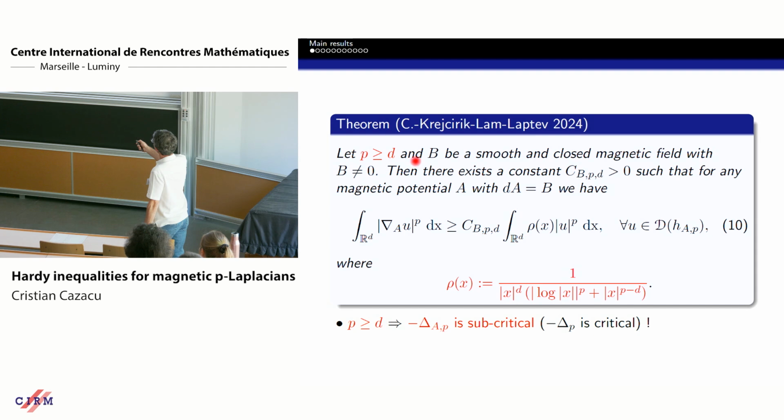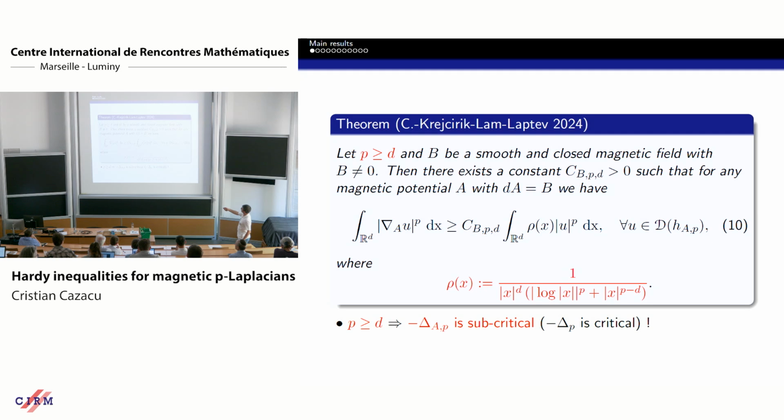Take p greater than the dimension. B is a smooth and closed magnetic field, and A is a magnetic potential satisfying that dA is equal to B. Then we have this inequality with a uniform constant here, which does not depend on u. And the weight that we get has this expression. So, sorry, when p was greater than d, the p-Laplacian was critical. So this theorem says that when we add a non-trivial magnetic field, the magnetic p-Laplacian is subcritical, because we get a non-trivial quantity here.